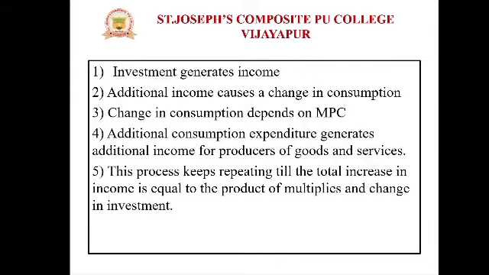Under the first principle, investment generates income, because the multiplier mechanism mainly depends on income. Second, additional income causes a change in consumption. Additional income is extra income. Instead of 1000 rupees, if you earn 2000, that means 1000 additional income. That is the reason for the change in consumption, meaning your consumption level will change.